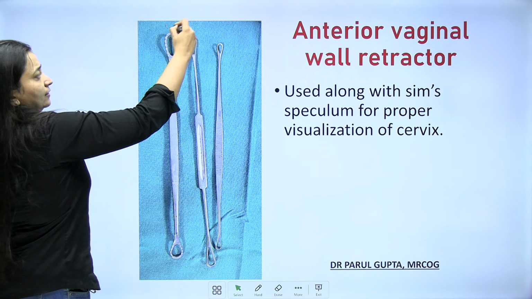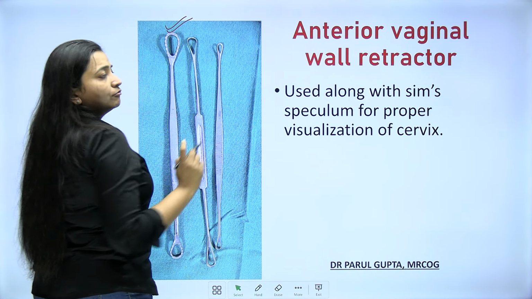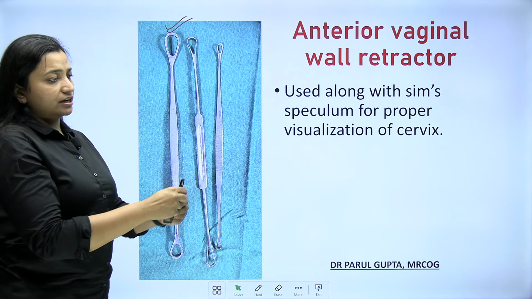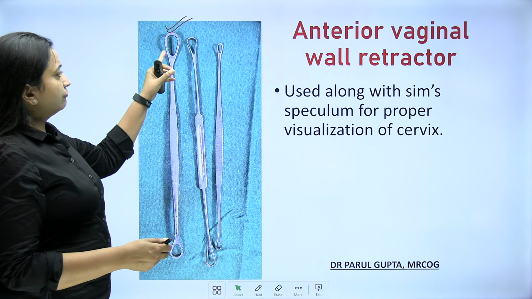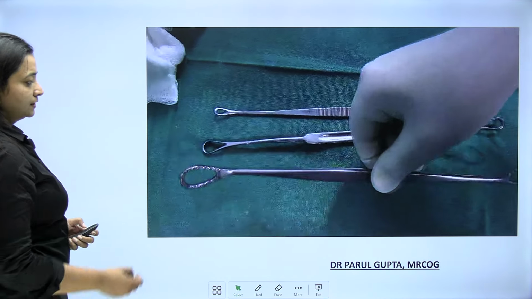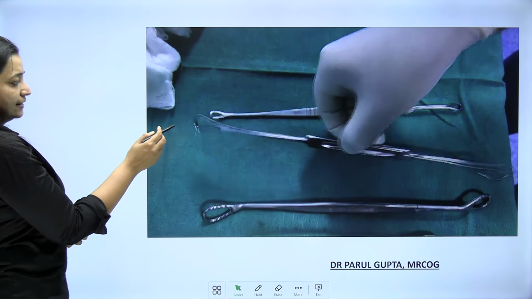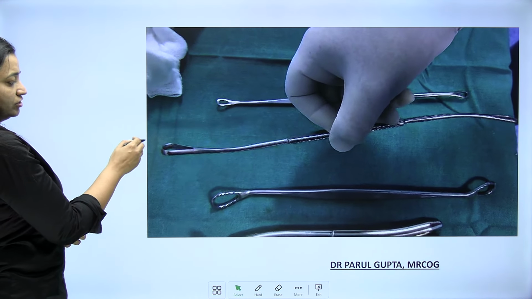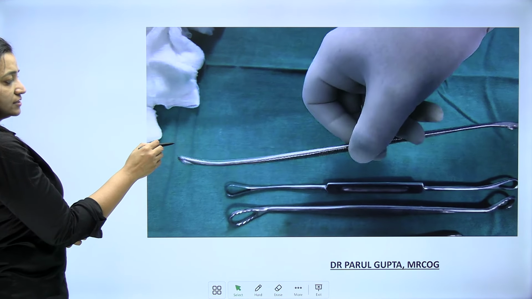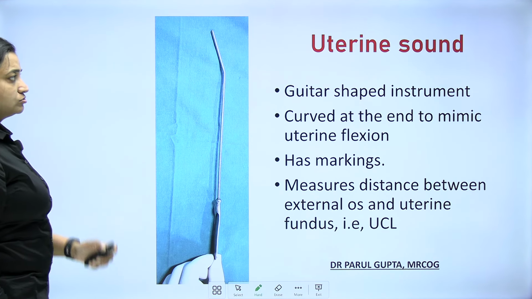Anterior vaginal wall retractor, this thing that I am talking about. It is used along with the speculum for proper visualization of the cervix. So you put the speculum to retract the posterior vaginal wall, and the anterior vaginal wall you retract with this thing. See, this is the retractor, so broad, so thick with serrations, and this is the curette, sleek with sharp and blunt ends. This one is even sleeker for smaller size uteri. Just on the table try and differentiate between these two structures.